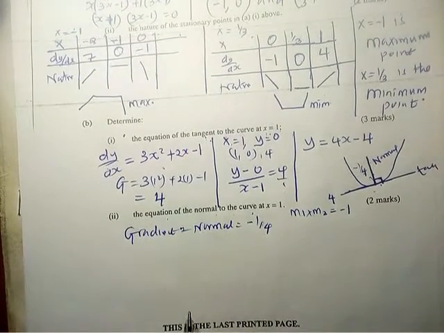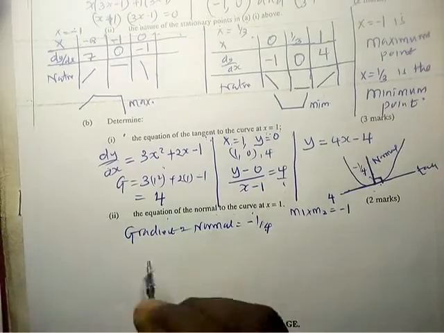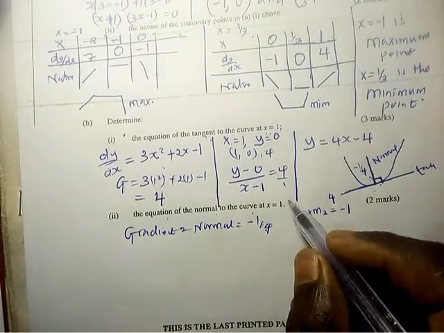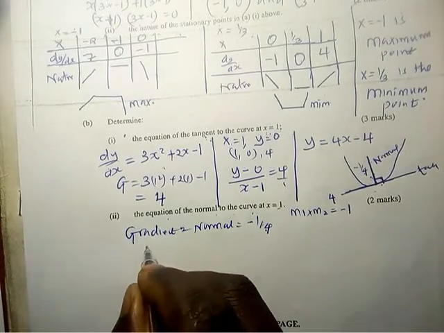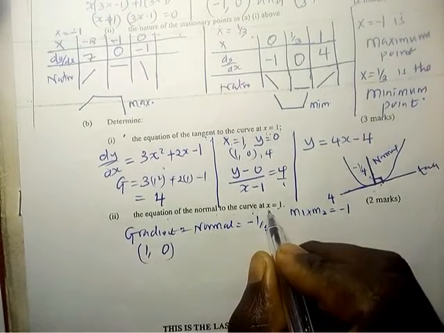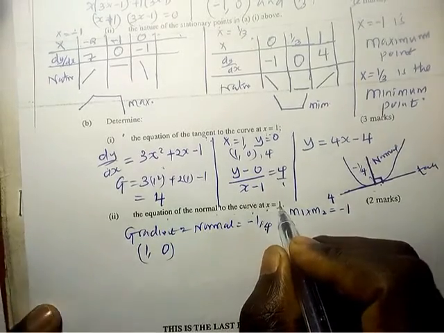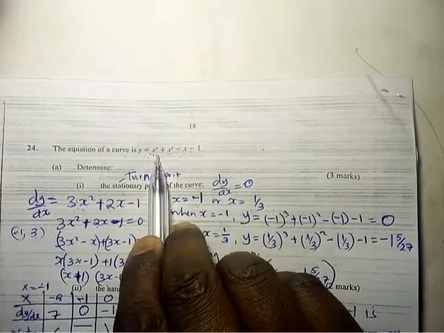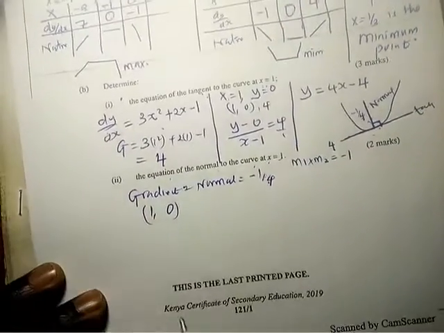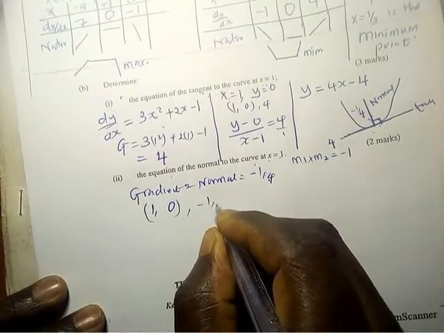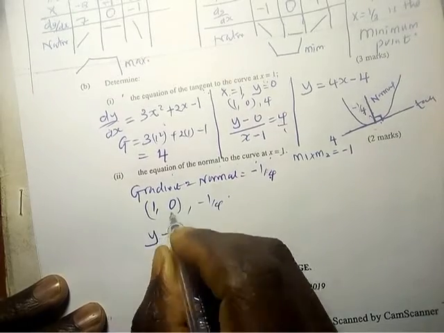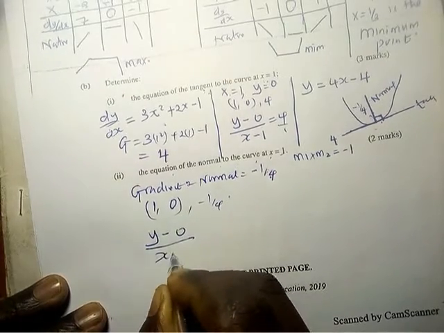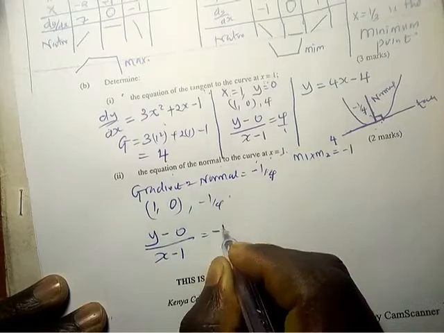I have said that. Therefore, we have the gradient, we have the point, it is at the same point, (1, 0), because when you substitute x equal to 1 here for y, you get 0. And then our gradient is negative 1 over 4. Now y minus 0 equals negative 1 over 4 times x minus 1.